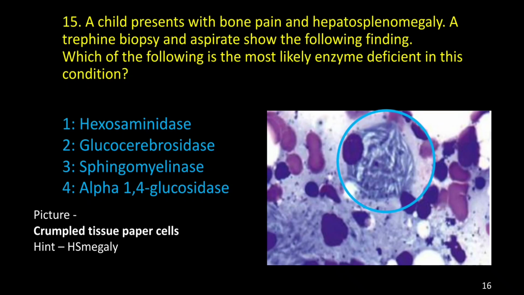Sphingomyelinase is particularly related with Niemann-Pick disease, and here you also have to remember mental retardation, hepatosplenomegaly and cherry red spot. But none of that is written here; only hepatosplenomegaly and this picture are given. Alpha 1,4 glucosidase is more related with Pompe's disease, a glycogen storage disease. Pompe's disease is more related with a cardiac condition. So if a cardiac condition is described in the question, then you choose alpha 1,4 glucosidase. From this MCQ you have to jump directly from the picture: definitely the answer is Gaucher's disease, or glucocerebrosidase. So the right answer is glucocerebrosidase.